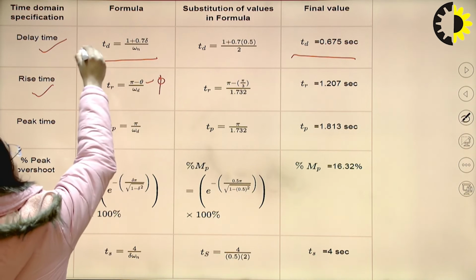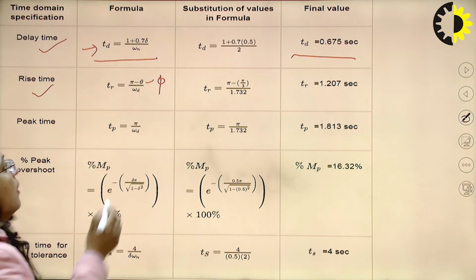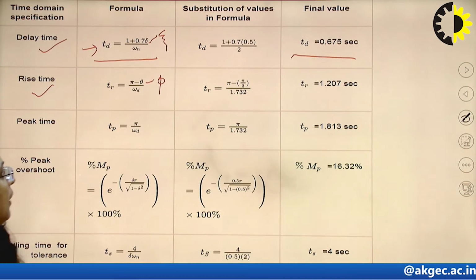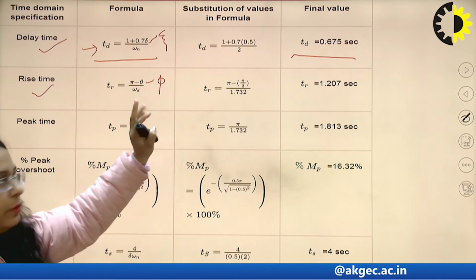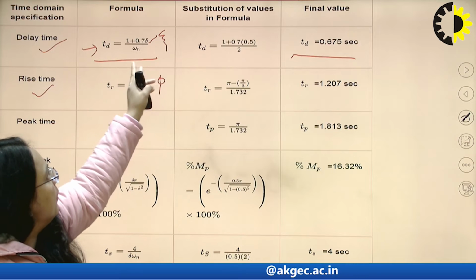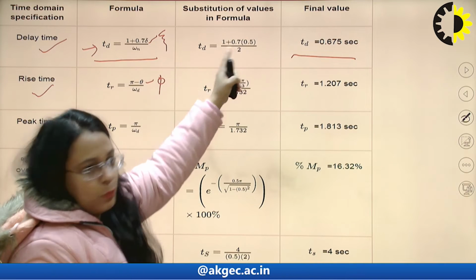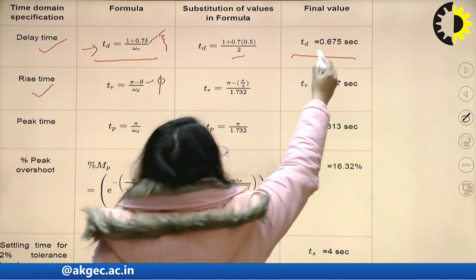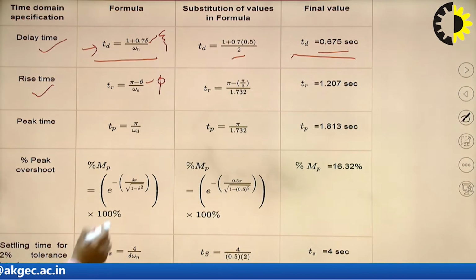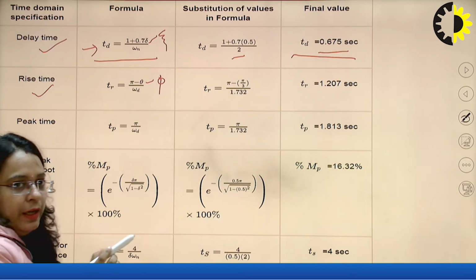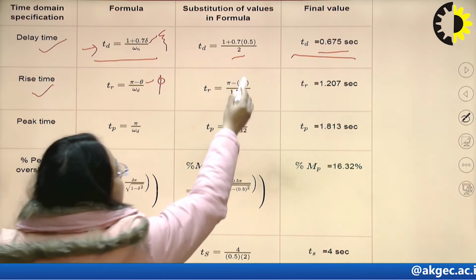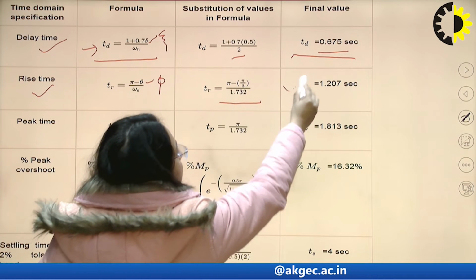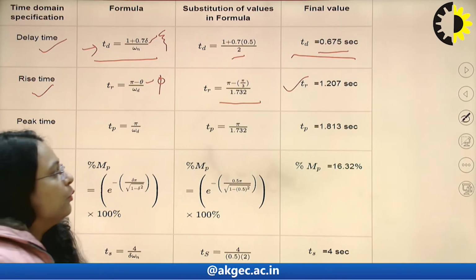For the delay time, which is 1 plus 0.7 zeta upon omega n, the delta shown here is actually zeta, and similarly this theta is phi. Putting zeta as 0.5 and omega n as 2, the delay time comes out to be 0.67 seconds. For rise time, we have pi minus phi upon omega d, where phi is already calculated as pi by 3. Pi minus pi by 3 upon 1.732 gives a rise time of 1.20 seconds.